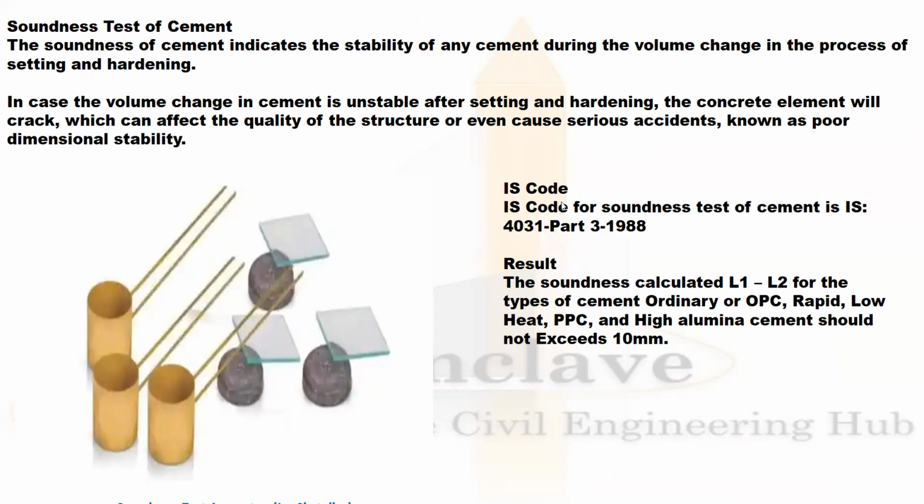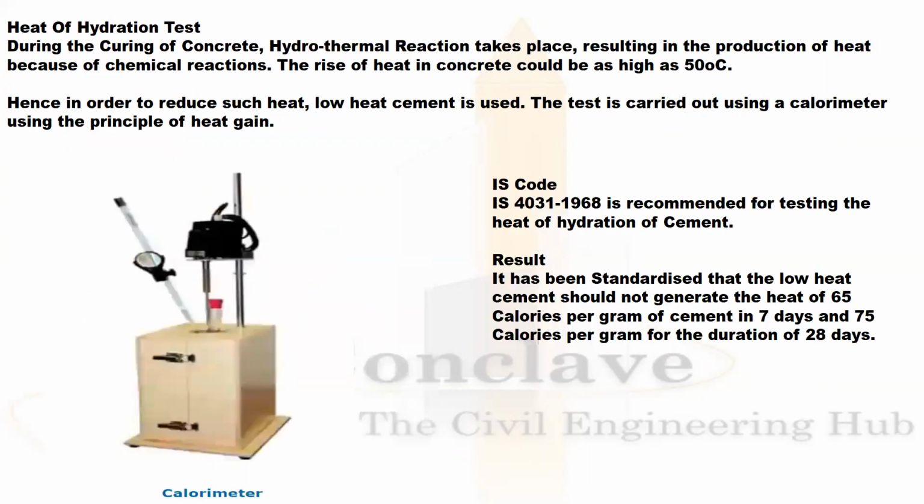You can refer to IS code 4031 part 3. Result: the soundness is calculated as L1 minus L2. For the types of cement, ordinary OPC, rapid hardening, low heat, PPC, and high alumina cement, it should not exceed 10 mm.